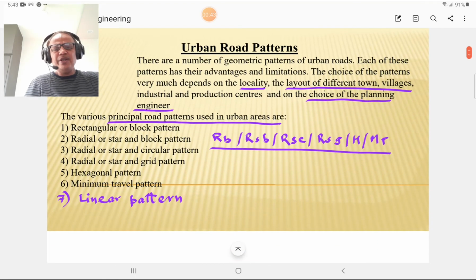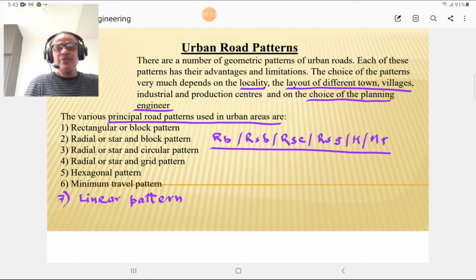First of all, we discuss the various types of urban road pattern. What is the road pattern in a city, or what is an urban road pattern? Urban means city area, and road pattern means the intersection of main roads and other roads. So that intersection is termed a road pattern. There are a number of geometrical road patterns, and each of these patterns has its own advantages and disadvantages.